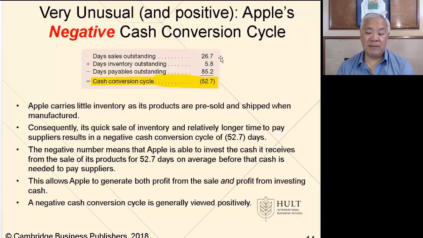And then finally, days payable. Their vendors give them 85 days, which is approaching 3 months. Again, very favorable for Apple. So when you do the math of days sales plus days inventory minus days payable, you end up with a negative 52. So this is highly favorable that the vendors supply them so much cash that it covers all their receivables and all their inventory and then some. Not many companies have this scenario.